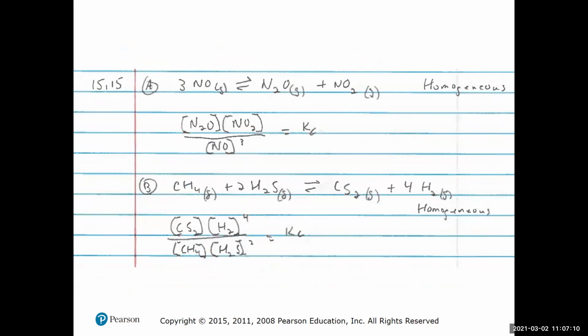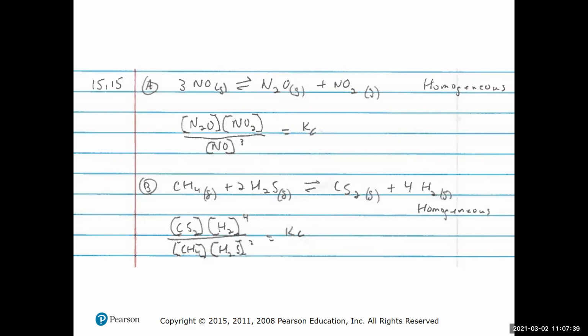So in this one, we're given a series of reactions, and then we just want to write the rate equations, the equilibrium equations for them. So let's take a look at the first one. So we have 3NO going to N2O plus NO2.